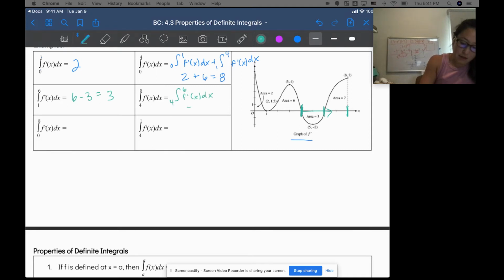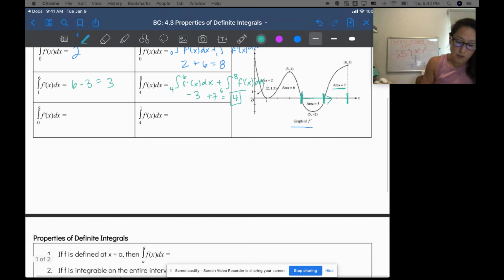The area is -3. And then we're going to add on the area under the curve from 6 to 8. So the integral from 6 to 8 of f prime of x dx. And that area, it says, is 7. So we're going to add 7, giving us a total area of 4.